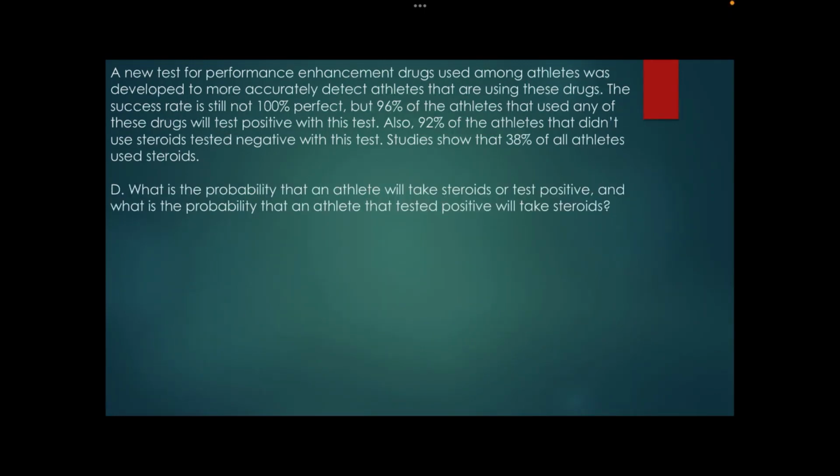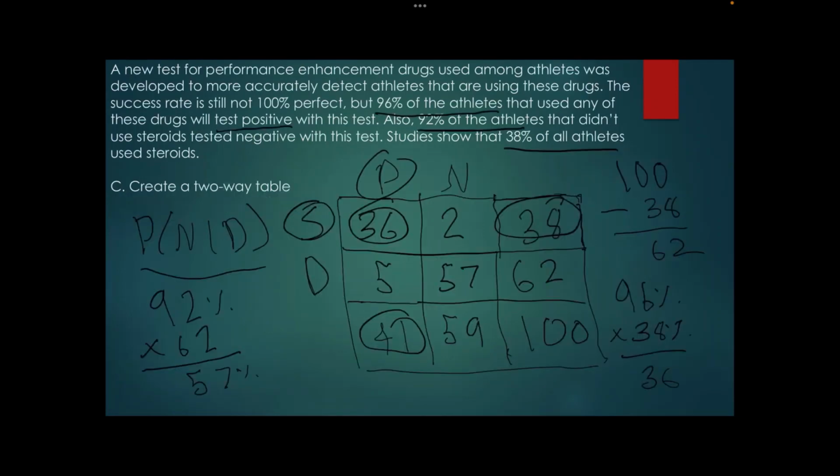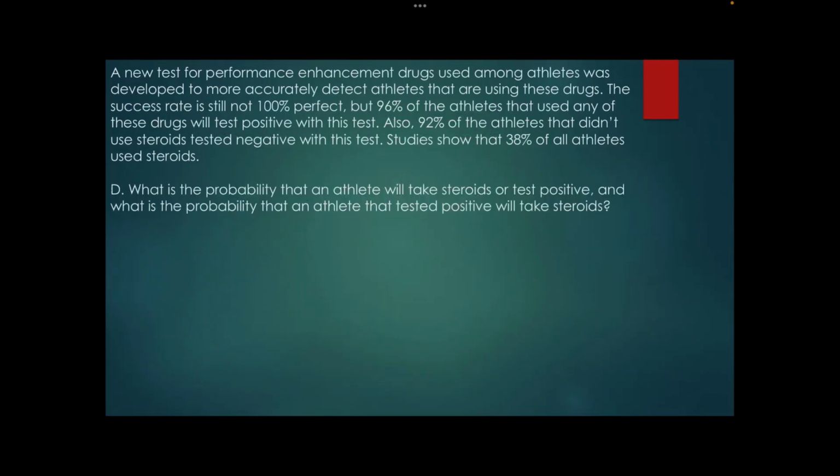So now we have to find what the probability of an athlete that tested positive will take steroids. From before, the probability that someone took steroids, 36, over the probability of 41. 36 over 41 equals 88%.